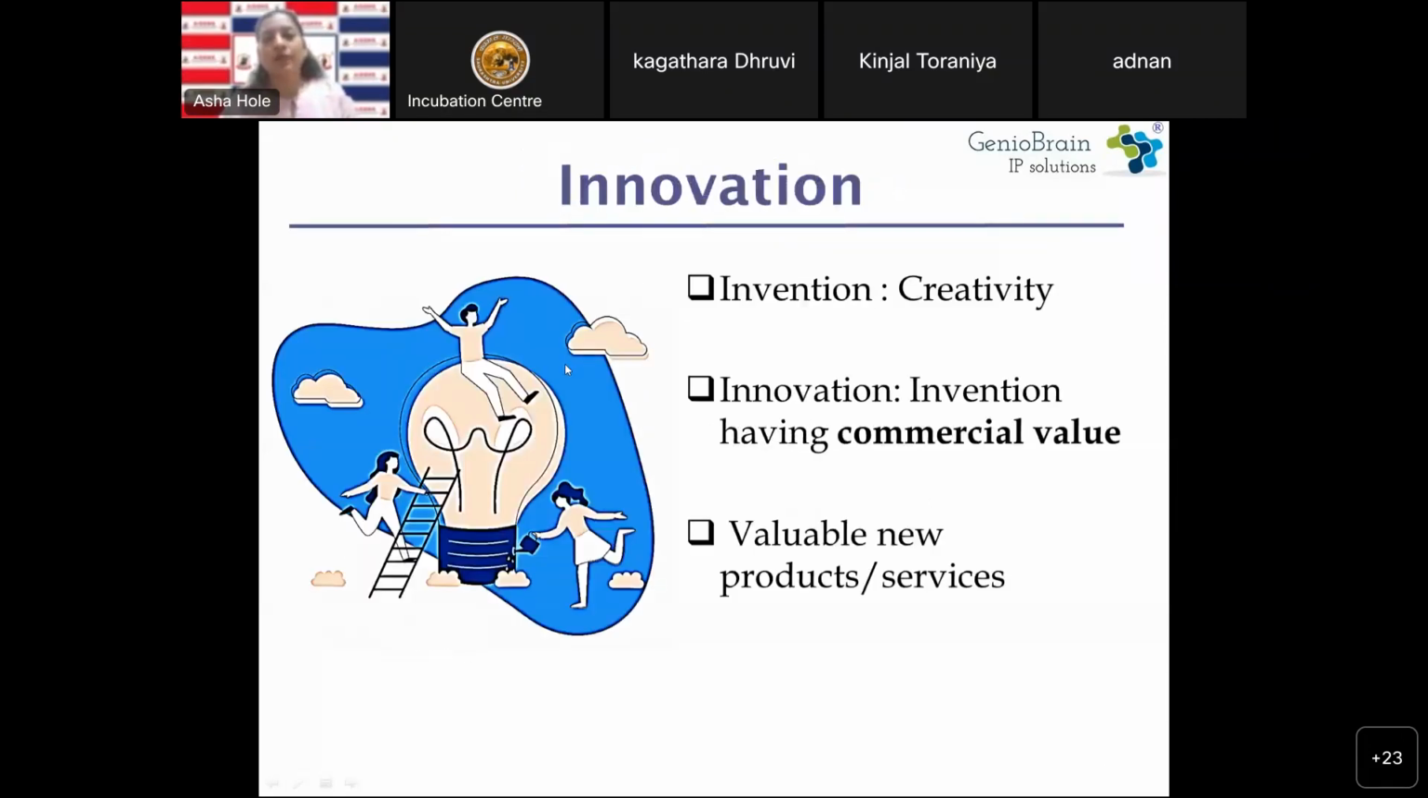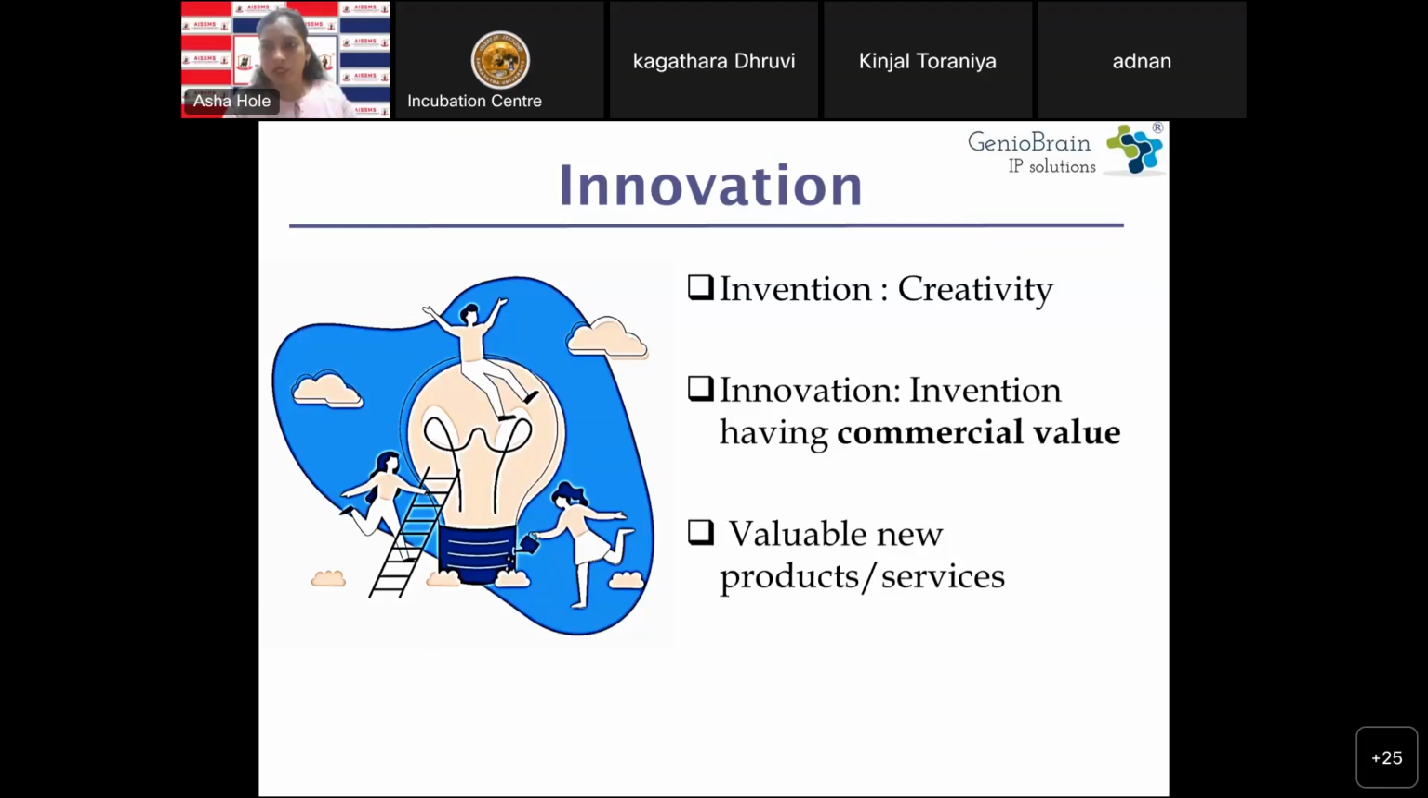When we discuss invention and innovation, I think many of you know the difference between them. Basically, we file an IPR, intellectual property rights, for the innovation, not for the invention. That is a simple thing. We file the IPR and we get recognition through IPR. That might be a patent, trademark, copyright, design. With every type of IPR, we get protection for our innovation, not for the invention.